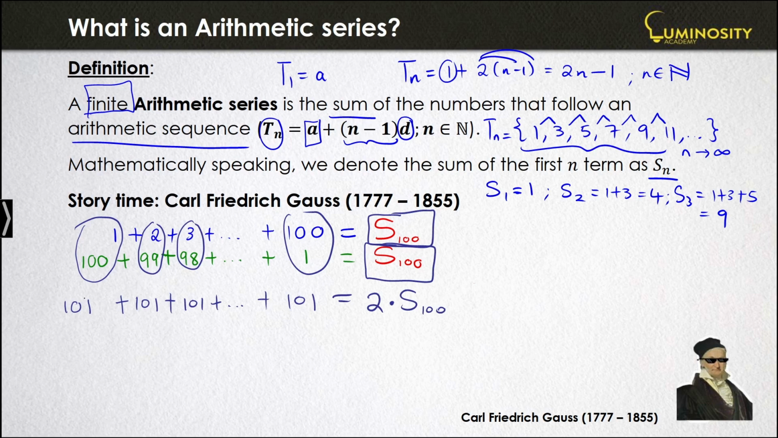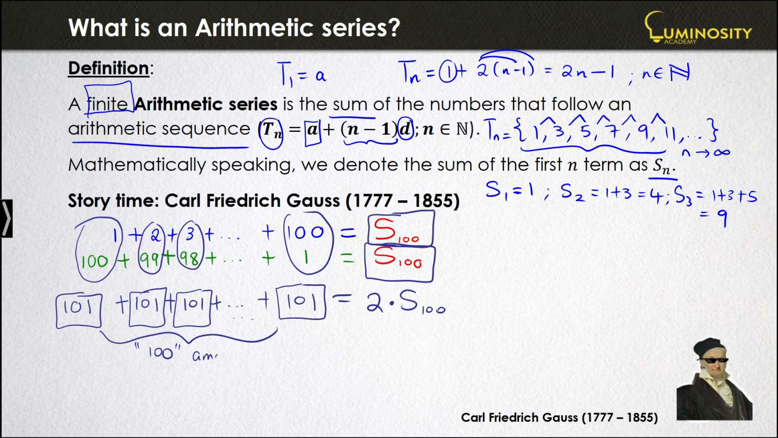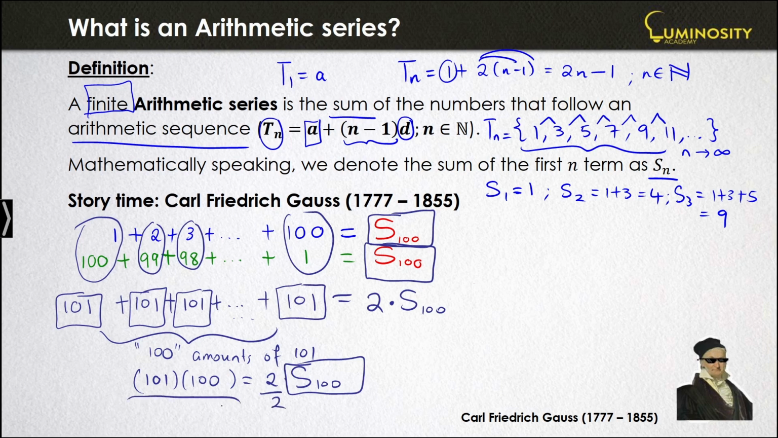But now, how many 101s did Gauss have? He counts 1, 2, 3, all the way up to 100. So there were 100 amounts of 101. Mathematically, if you add a number repeatedly, that is multiplication. So there were 100 amounts of 101, and that must equal 2 times the sum that we were looking for. And simply to get that sum, we divided both sides by 2 to get rid of that 2.